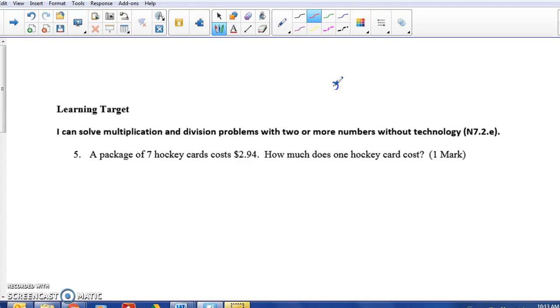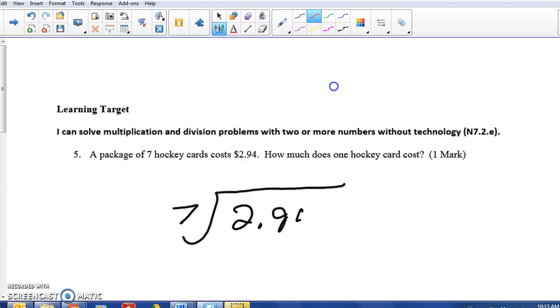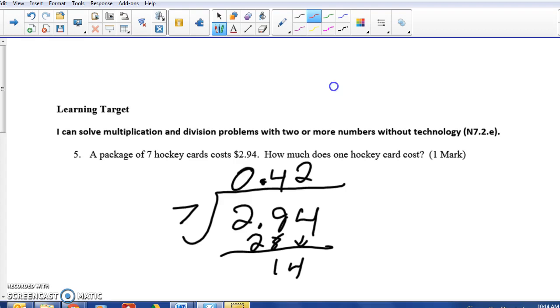A package of 7 hockey cards costs $2.97. How much does 1 hockey card cost? Well, in order to find the answer, I need to do division. So I have 294 divided by 7. 7 goes into 29 4 times, 28. Bring down my 1, bring down my 4. 7 goes into 14 twice, and the answer is 42. However, I need to carry my decimal up, and it's 0.42, so 42 cents.